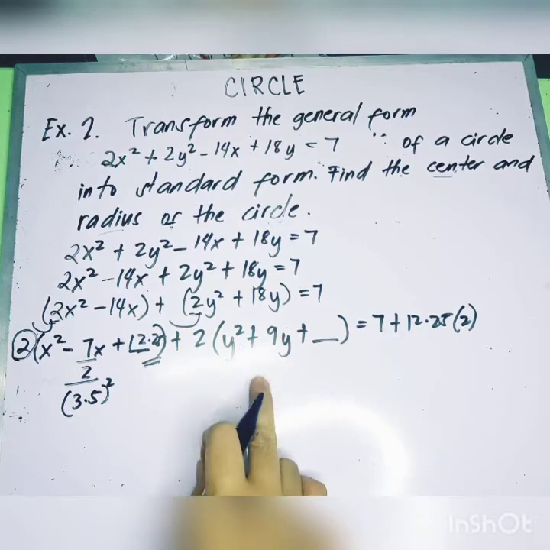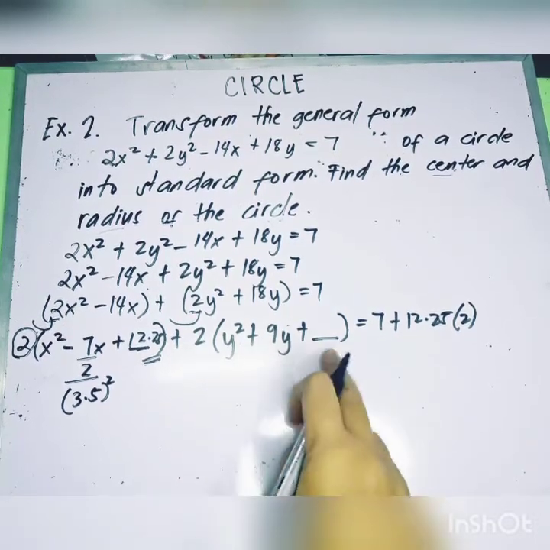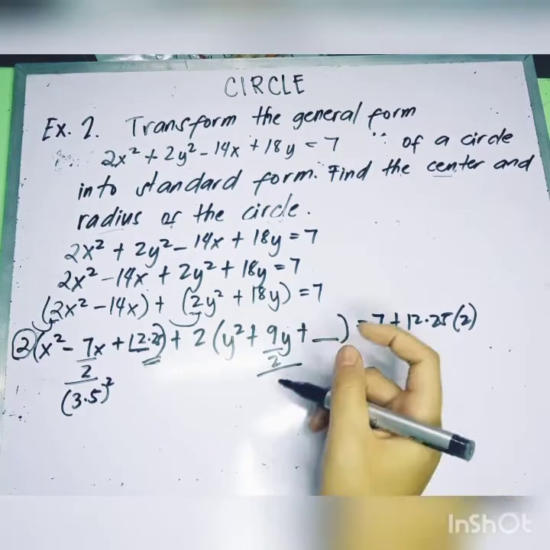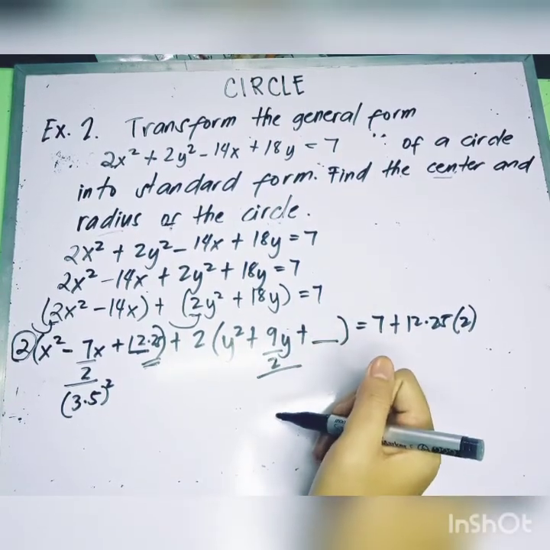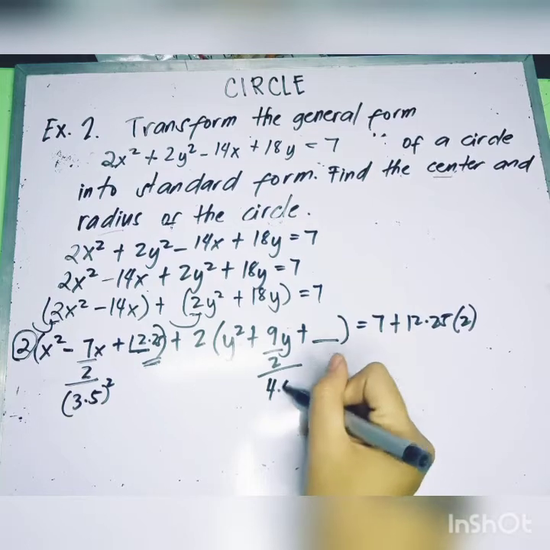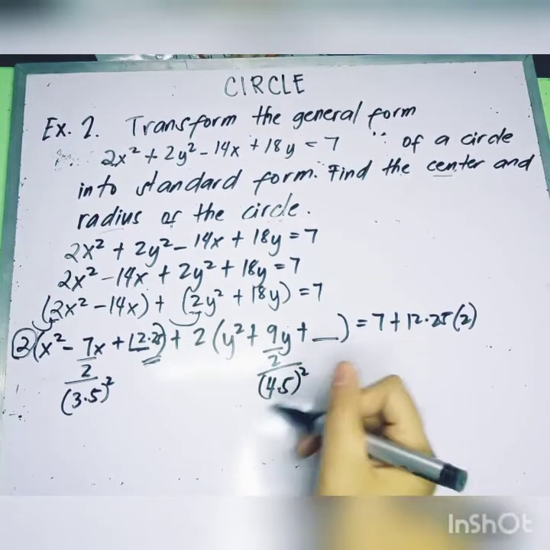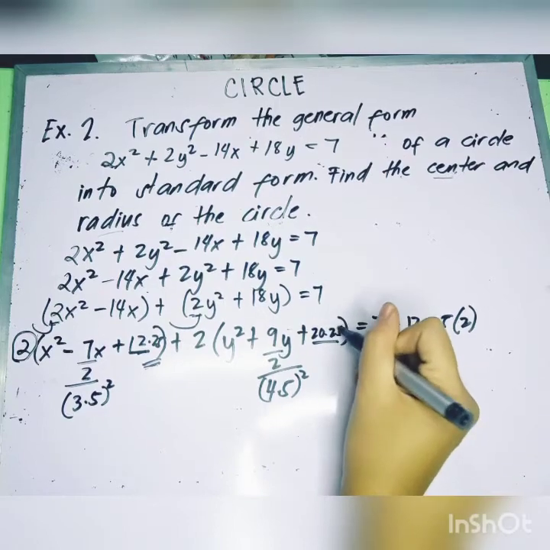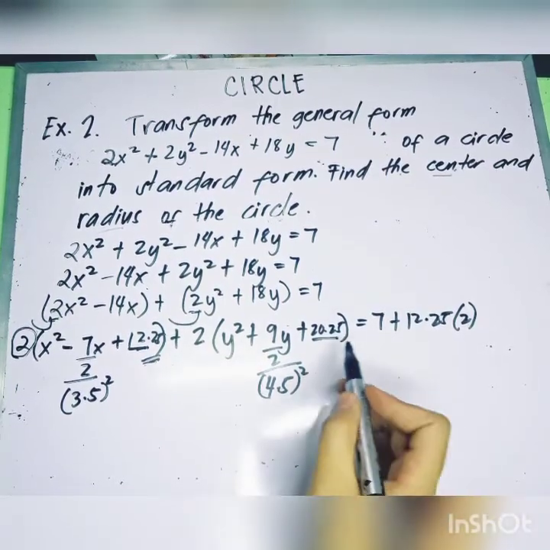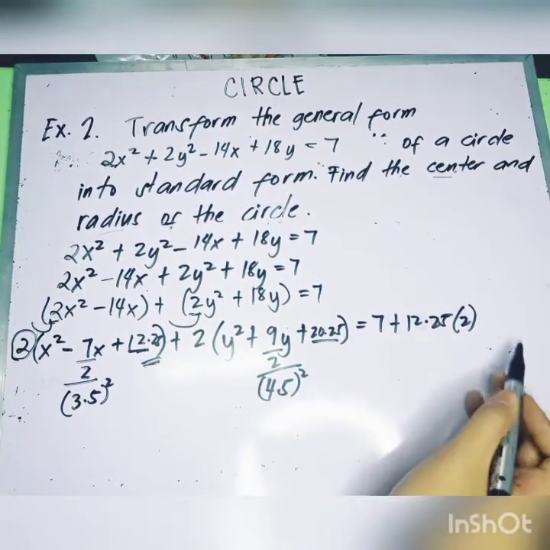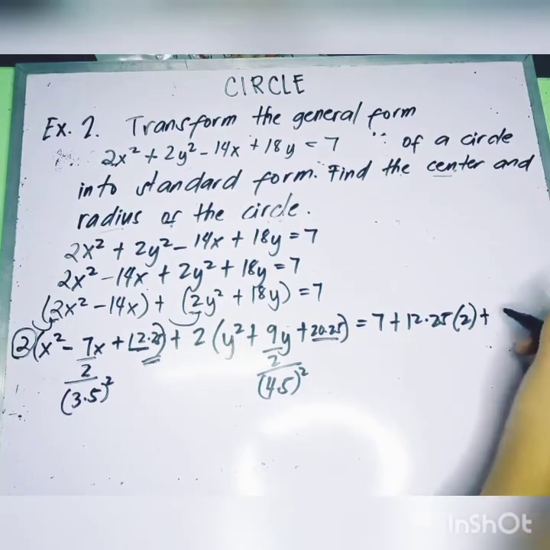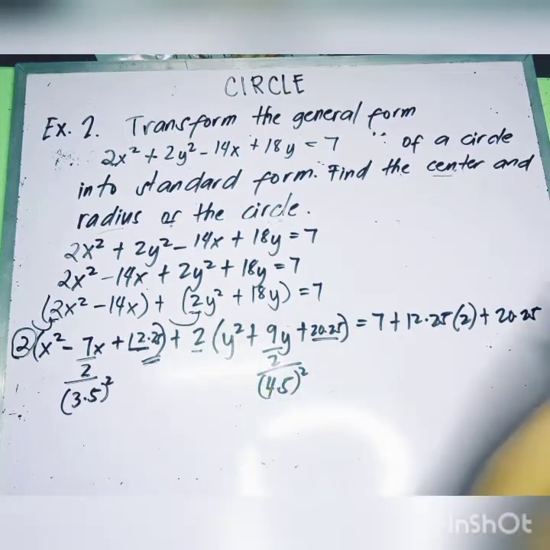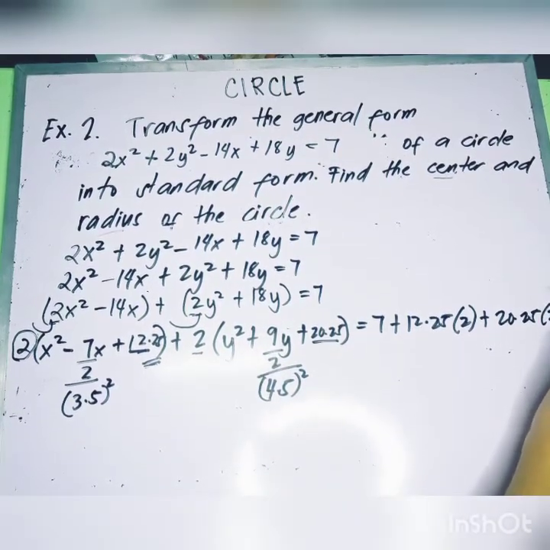Kasi we have here y squared plus 9y. Okay, to get the third term again, same process, divide the second term by 2. So 9 divided by 2, we have 4.5. Okay, and then squared. So 4.5 squared is equals to 20.25. Okay? So, kung anong dinagdag, dagdag mo sa kabila. So, we have here plus 20.25, and then the coefficient na nilabas natin, which is 2, multiply natin dito.